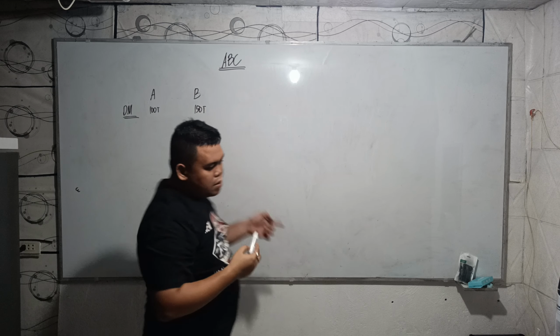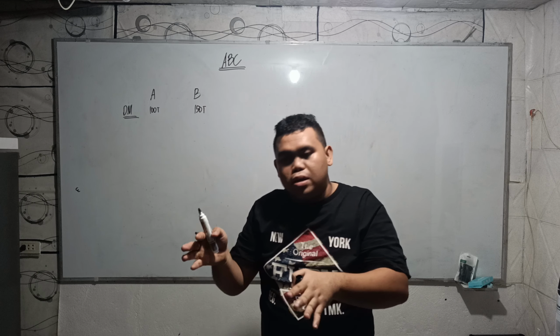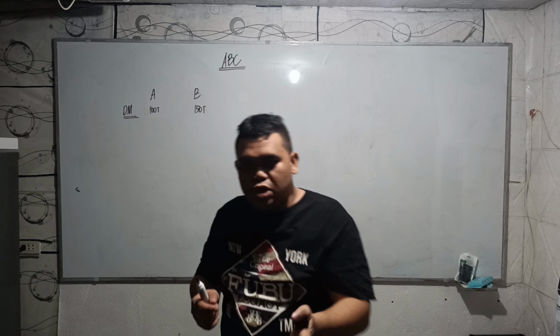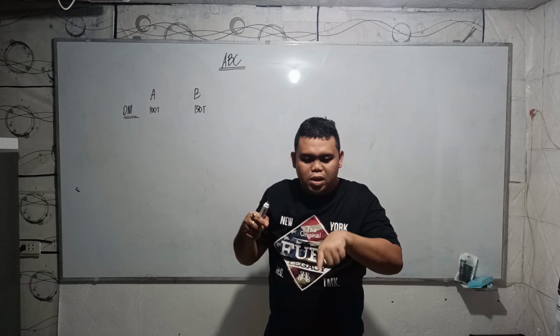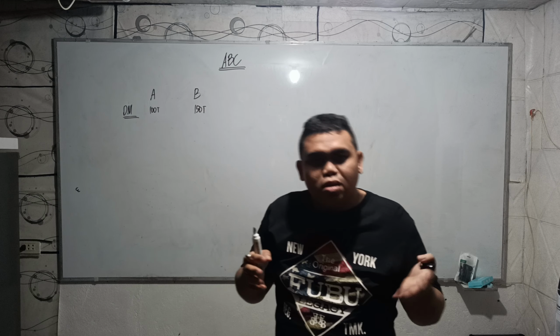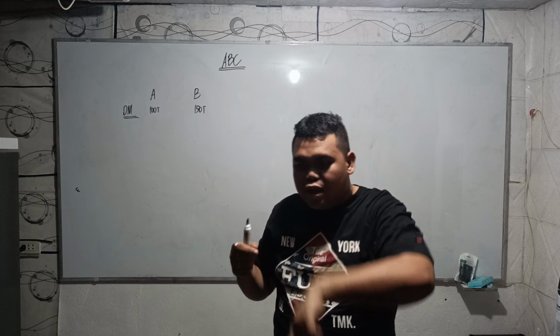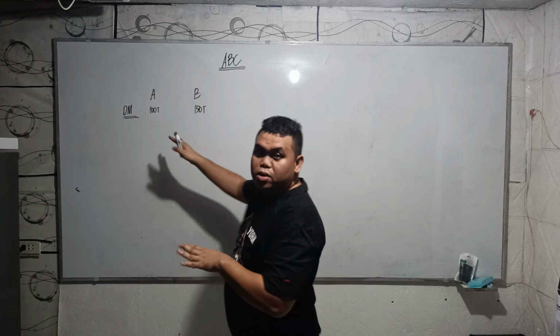Again, direct materials are those materials that are directly traceable to the product. Like for example, if we're talking about a wooden chair, the wood that is found on the chair is part of the direct materials, as well as the nails, if ever you're using nails. The cost of those nails is also a direct material cost.